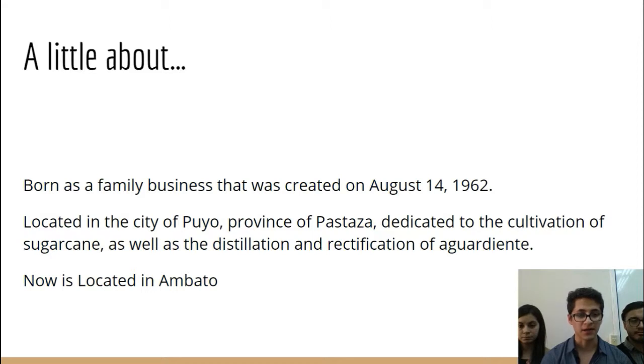Firstly, this company was located in the city of Puyo, province of Pastaza, but then this company moved to Ambato, located in Ecuador. This company is dedicated to the cultivation of sugarcane as well as the distillation and rectification of aguardiente. Aguardiente is a kind of liquor that is made by the fermentation and distillation of sugarcane.